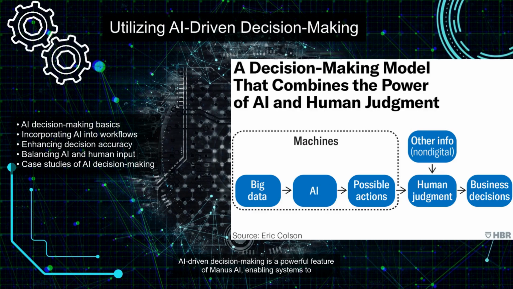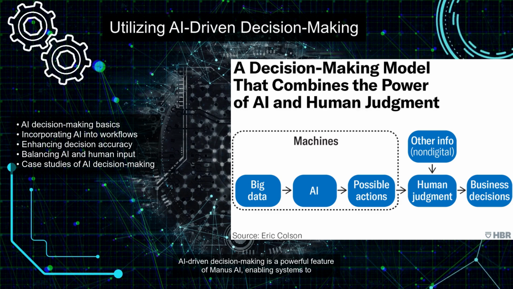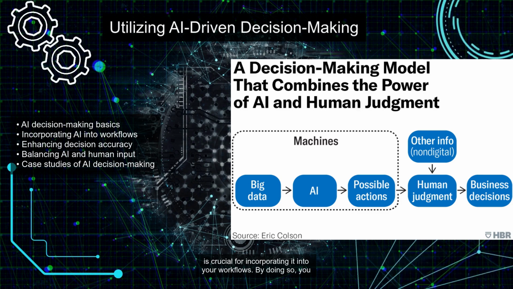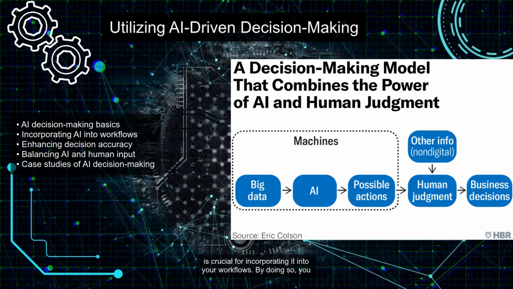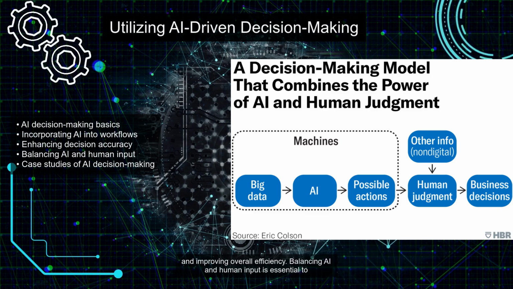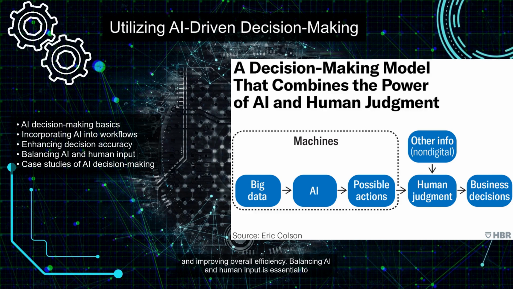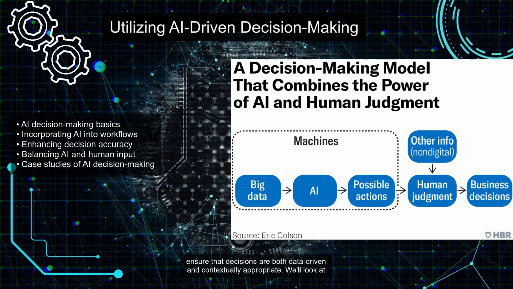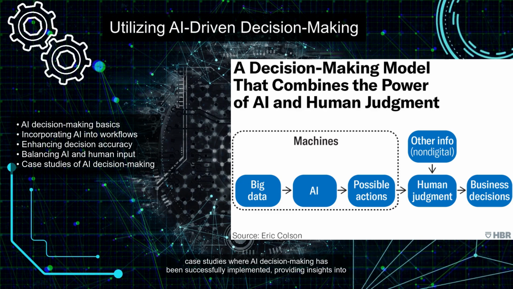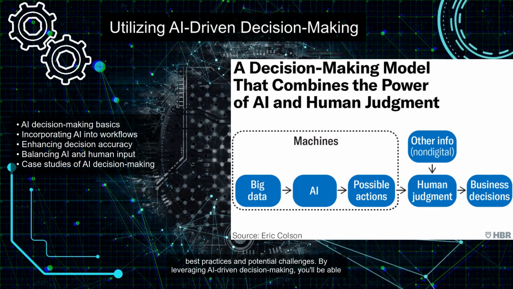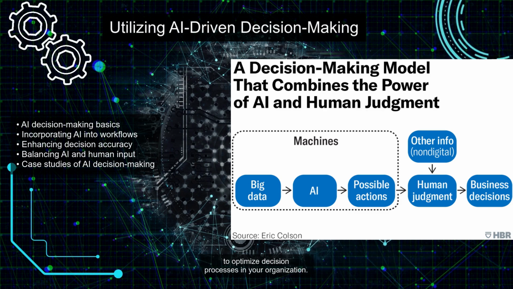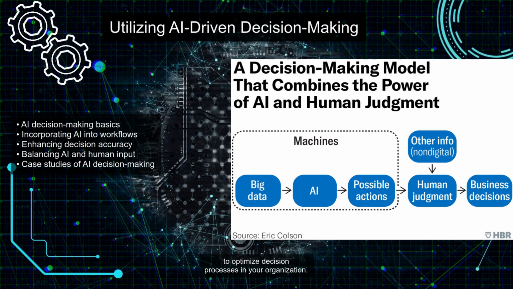AI-driven decision-making is a powerful feature of Manus AI, enabling systems to make informed decisions based on data. Understanding the basics of AI decision-making is crucial for incorporating it into your workflows. By doing so, you can enhance the accuracy of decision-making processes, reducing the likelihood of errors and improving overall efficiency. Balancing AI and human input is essential to ensure that decisions are both data-driven and contextually appropriate. We'll look at case studies where AI decision-making has been successfully implemented, providing insights into best practices and potential challenges. By leveraging AI-driven decision-making, you'll be able to optimize decision processes in your organization.